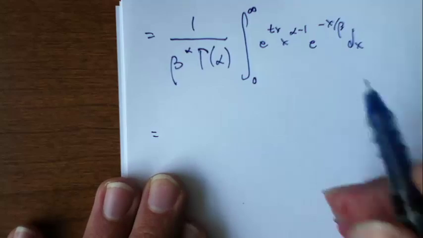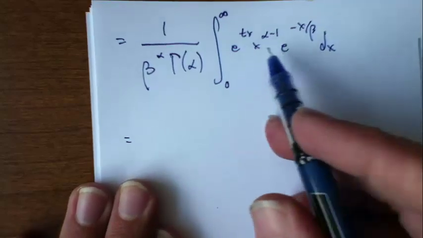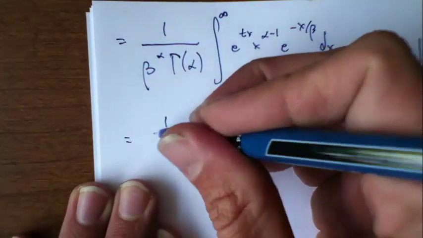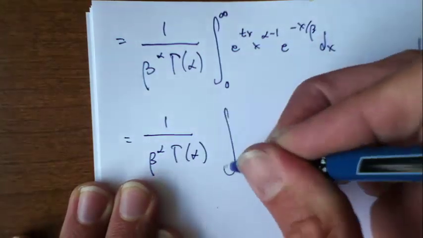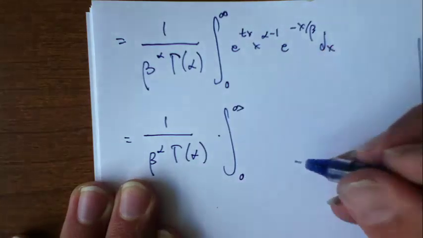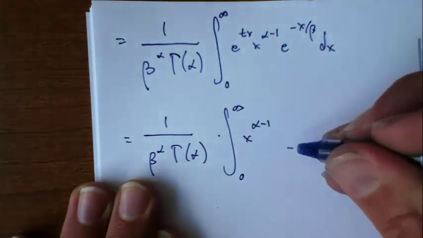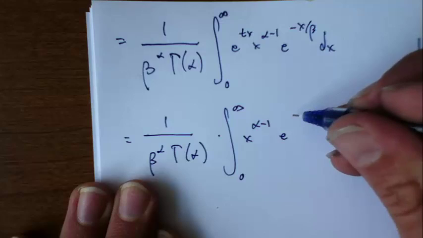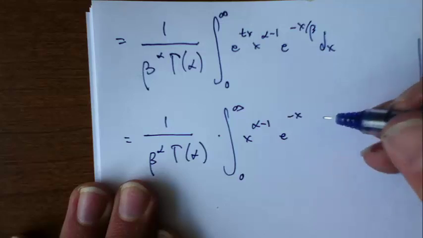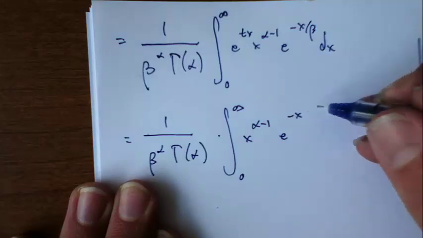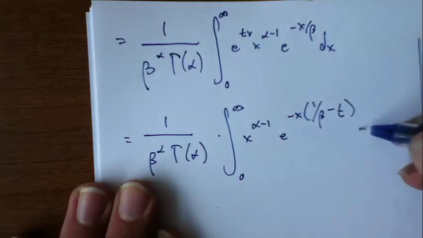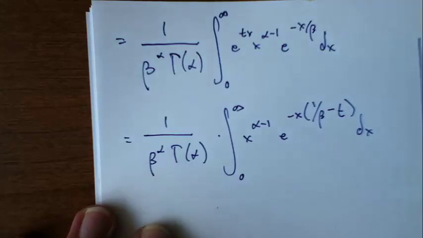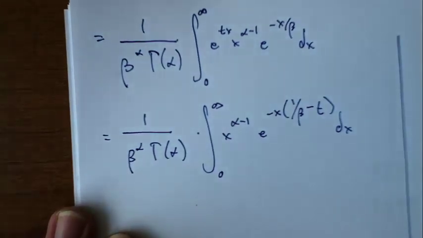Okay. Now I see some e stuff here. I'm going to bring it together and add the exponents. 1 over beta to the alpha gamma of alpha, times the integral from 0 to infinity of x to the alpha minus 1, e to the, can we do it like this? Negative x times 1 over beta minus t, dx. I can do it like that, I think. Right?